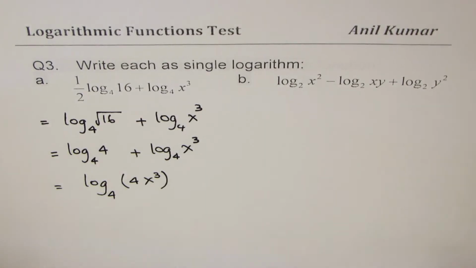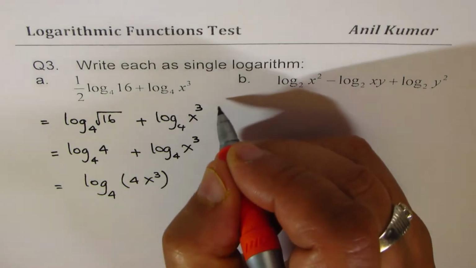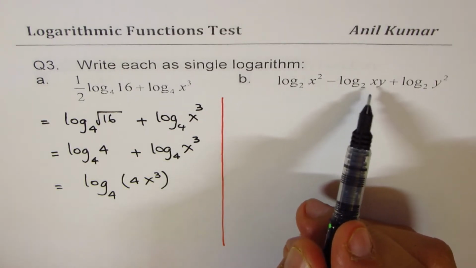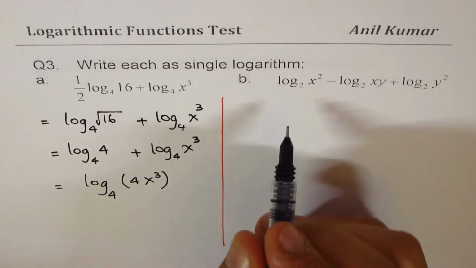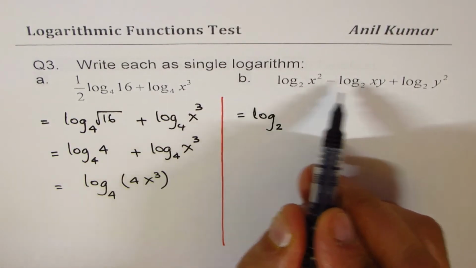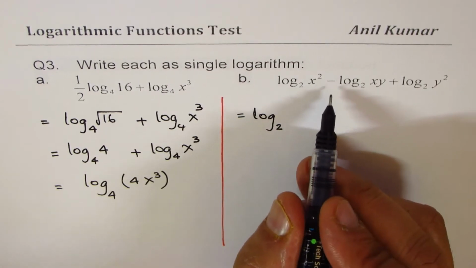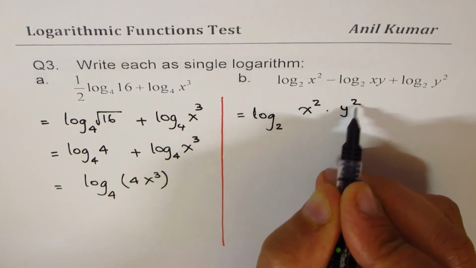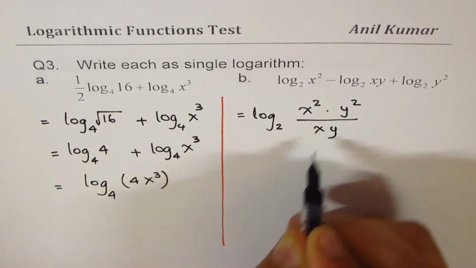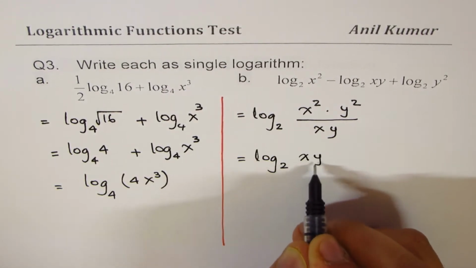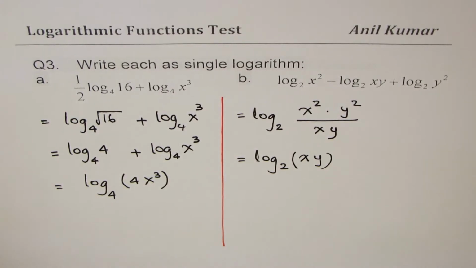Now let's take up the next example, which is log to the base 2 of x squared minus log to the base 2 of xy plus log to the base 2 of y squared. So let's combine them in one step. We get log, same base 2. So these two quantities will be multiplied and we have to divide by xy. So what we get here is x squared times y squared divided by xy, which could be written as log to the base 2 of xy. Is that okay? So that is single logarithm for the given expression.